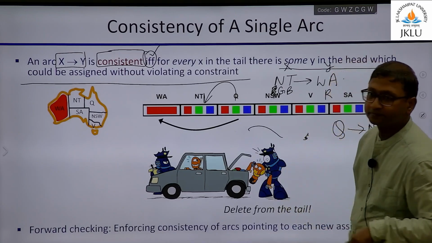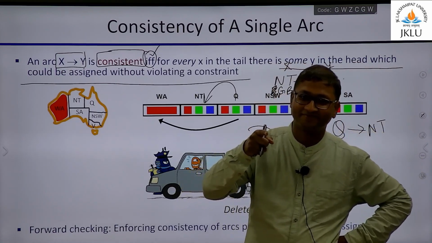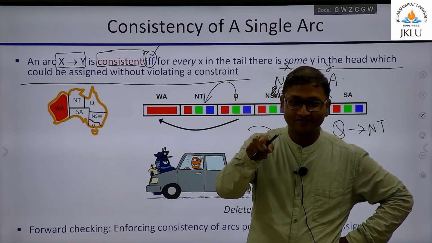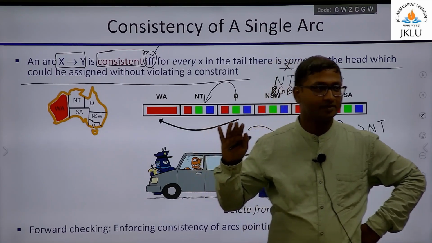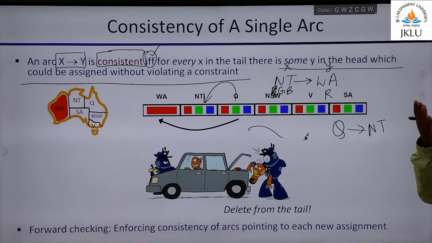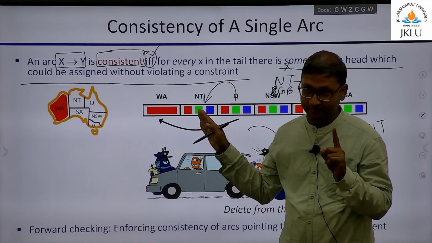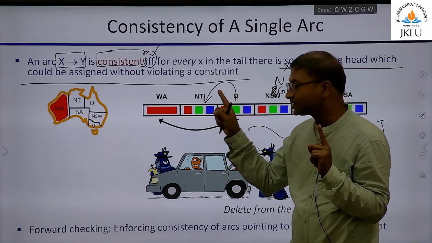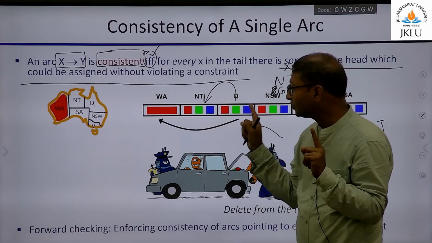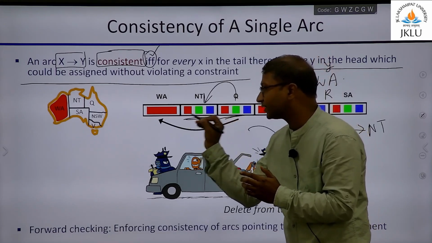Is this consistent? Yes. How many go for yes? How many of you go for no? So no first. Why no? For all colors here, there exists a color here. If you talk about red, there is green and blue. If you talk about green, there is red and blue. If you talk about blue, there are red and green. So for every color here, you have some color here.